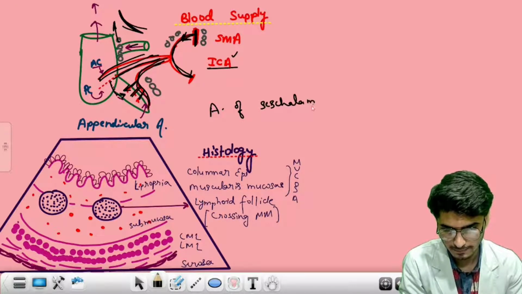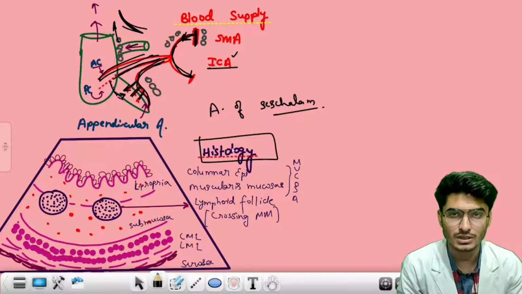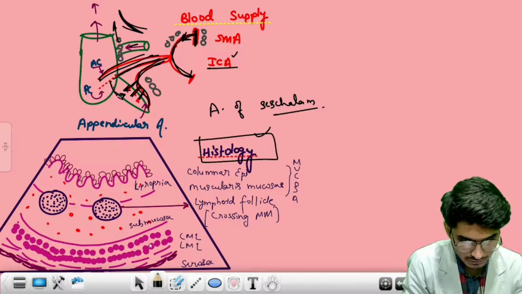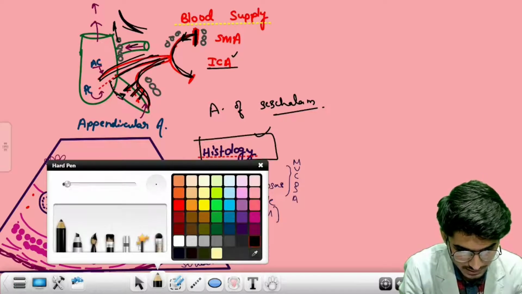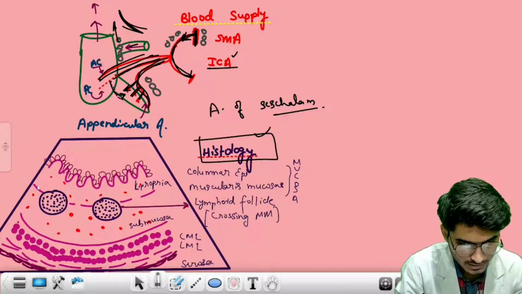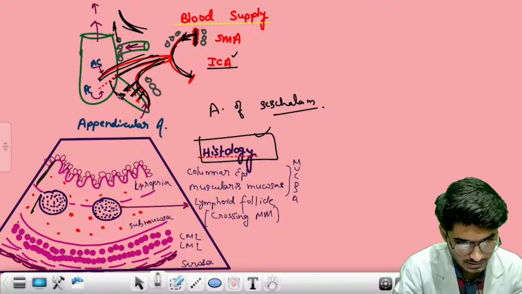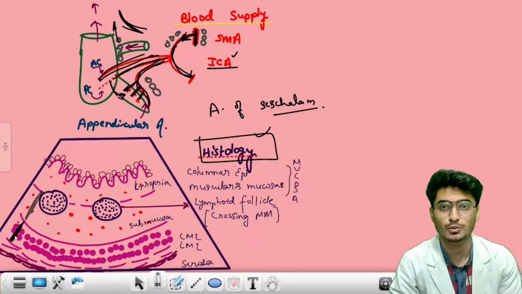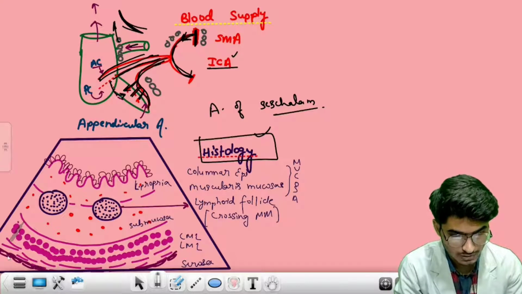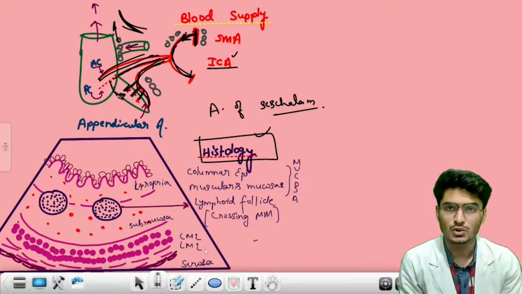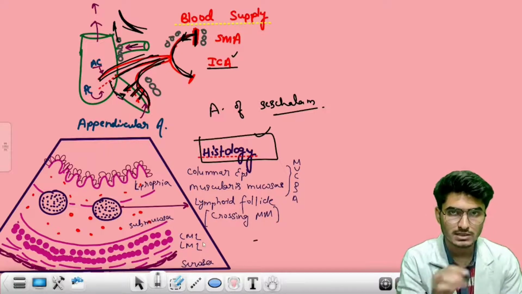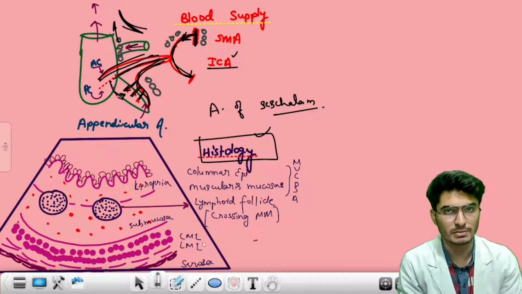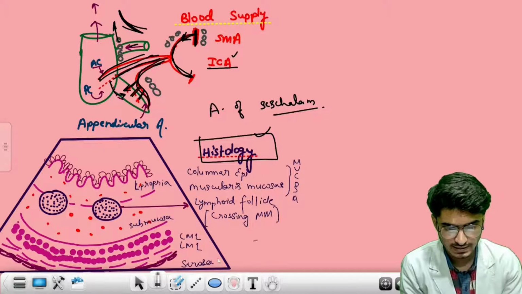Done. Coming on to the histology, we have four layers. Number one is the mucosa, then the submucosa, then the muscularis externa or muscularis propria, followed by the serosa. What is the serosa? Serosa is a single layer of mesothelial cells, and that is actually the mesoappendix.